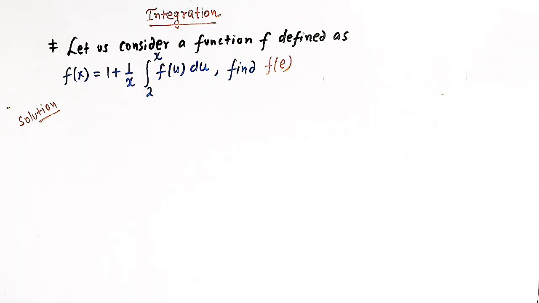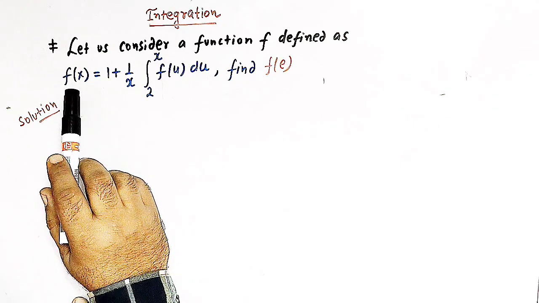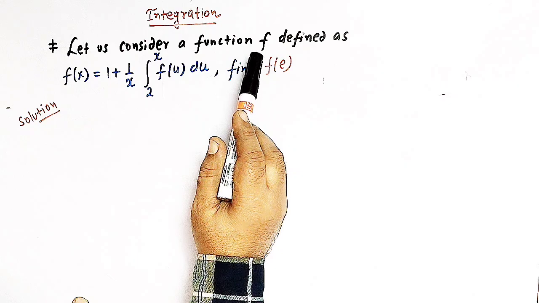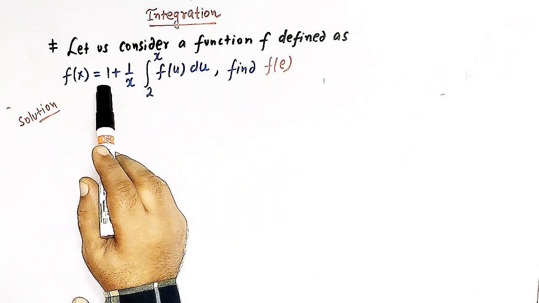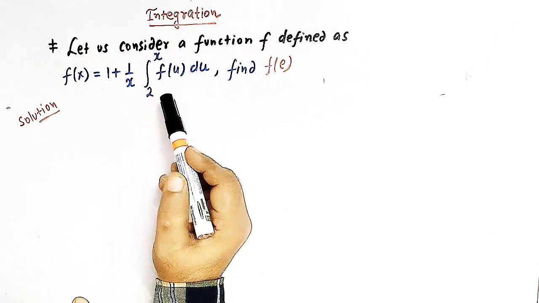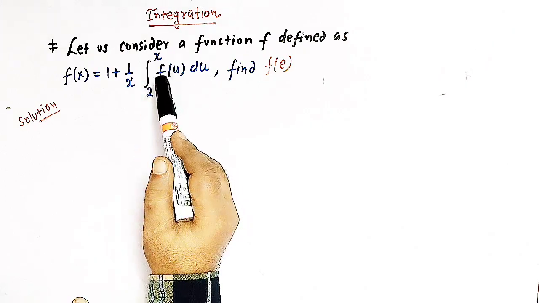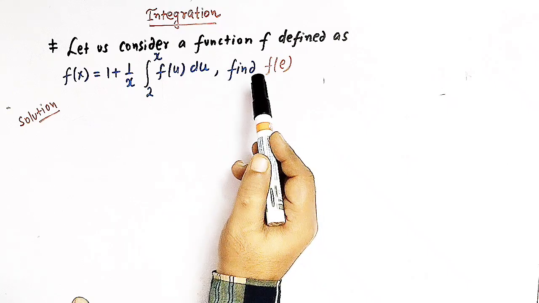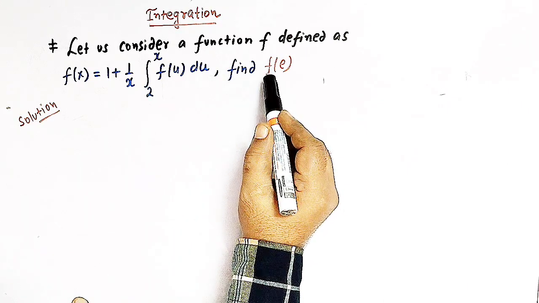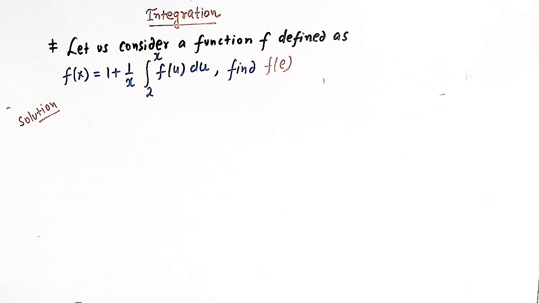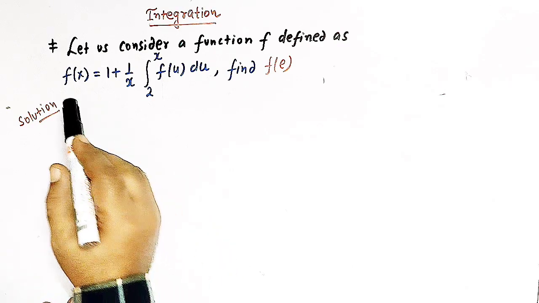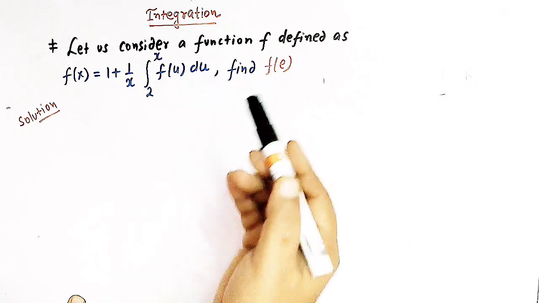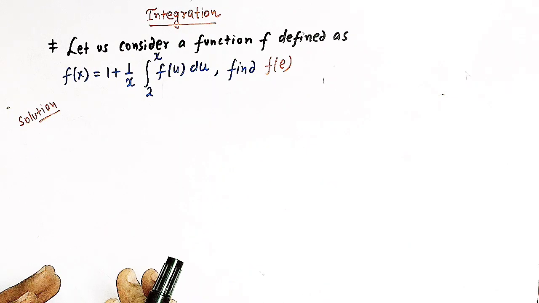Hello viewers, in today's session we are going to discuss another important and conceptual problem from integration, where we are given a function f which is defined as f of x is equal to 1 plus 1 over x times the integral from 2 to x of f of u du, and we have to find out the value of f of e, right? So here what we will do, we'll first solve this equation, and get the form of the function f of x.